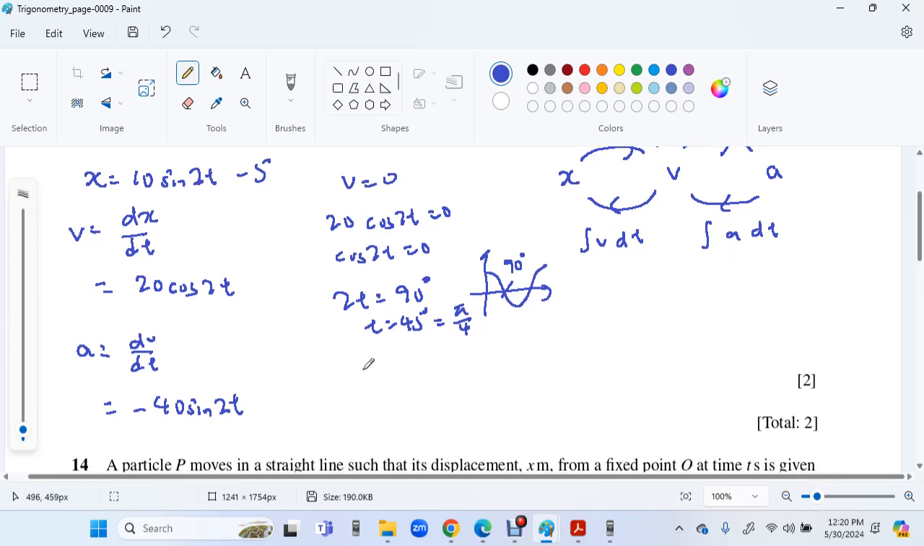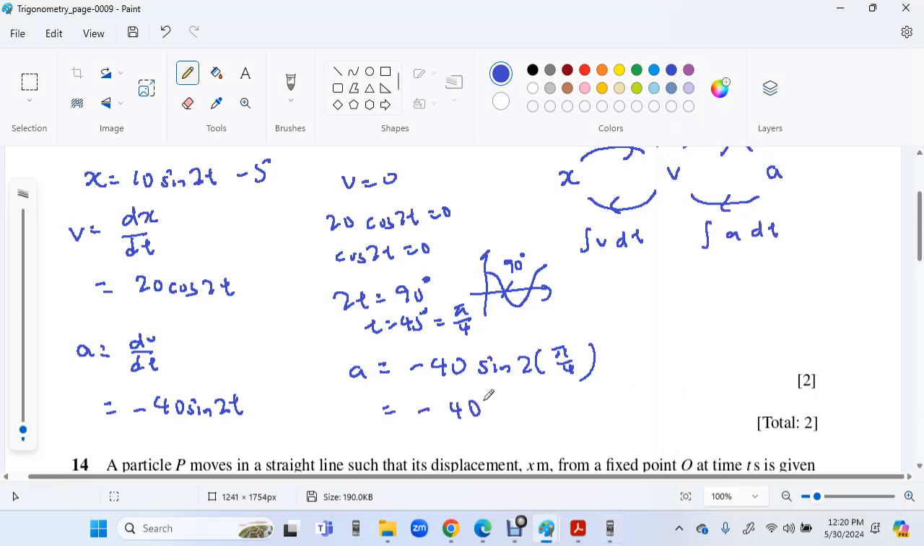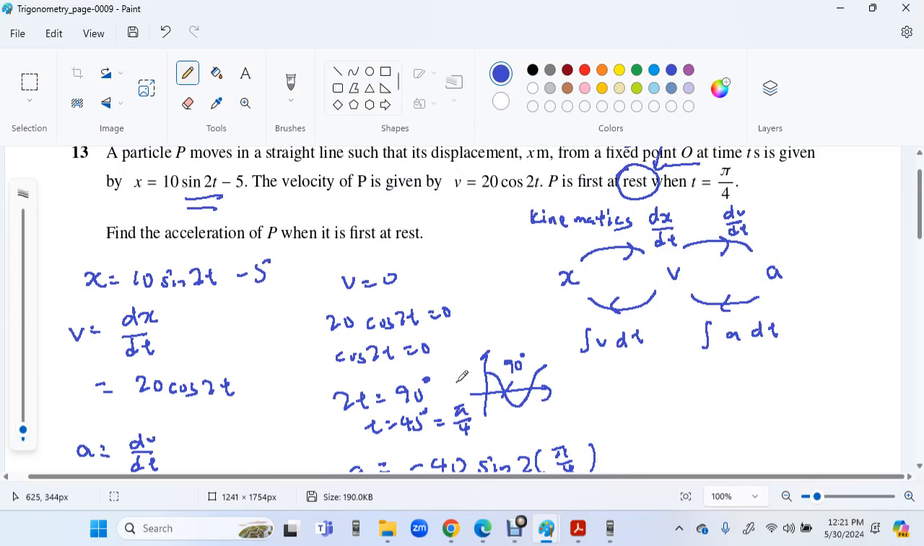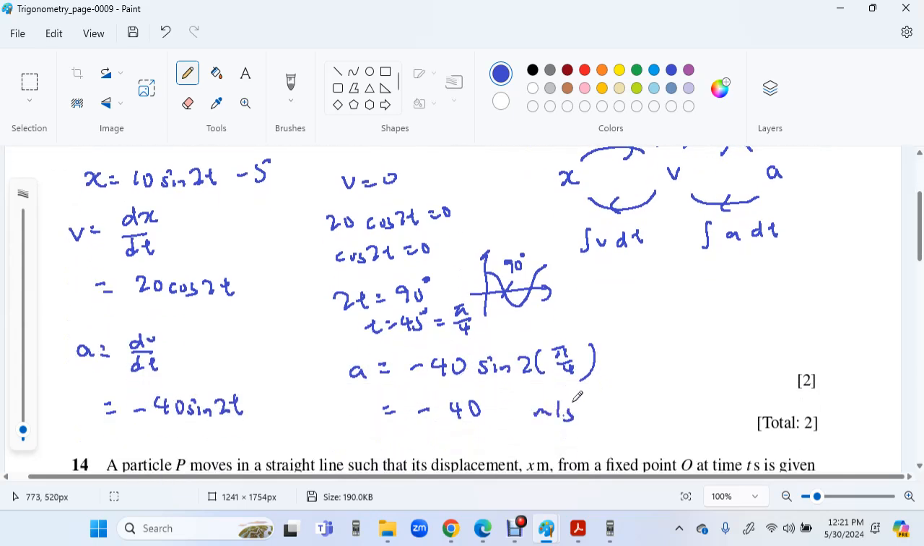Okay, so we want to find the acceleration, negative 40 sine 2 times pi over 4. So this is sine 90 degrees. Sine 90 degrees is actually 1. Pi over 4 is 45 degrees multiplied by 2 is 90 degrees. This is 1. So this is negative 40. So the answer will be negative 40 meters per second squared.